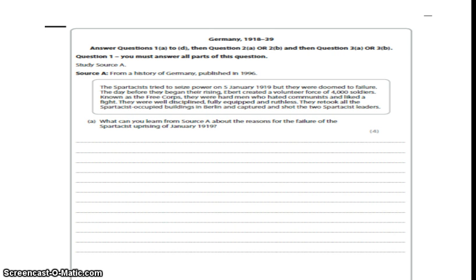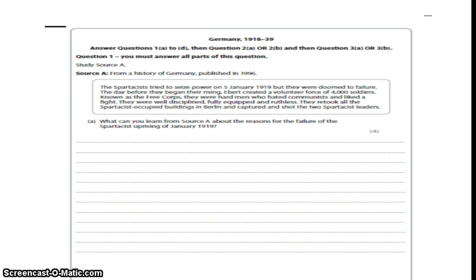This question is asking you to show that you understand the source, that you comprehend it, and that you can draw inferences from the source and support your inferences with detail from the source, i.e., do you understand the source? What can you learn from source A about the reasons for the failure of the Spartacist uprising of January 1919?